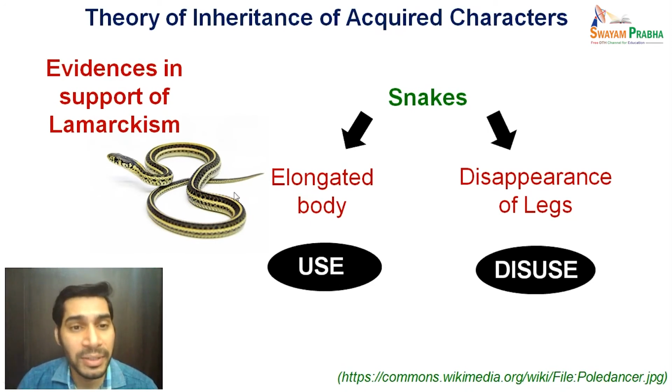And because of the limbs, there was hindrance in getting inside the burrows. So generation after generation, they started disusing those limbs because they wanted a slender body which can easily crawl inside the burrow. So they disused the limbs, and that is why after a few generations they stopped having these legs or limbs. So this is another example of inheritance of acquired characters as proposed by Lamarck.